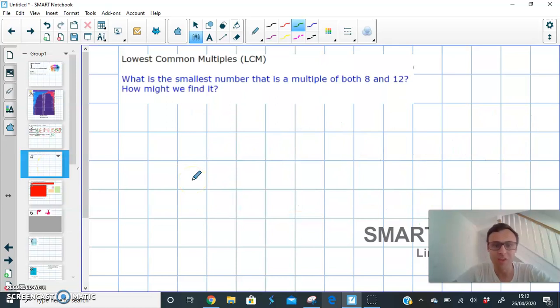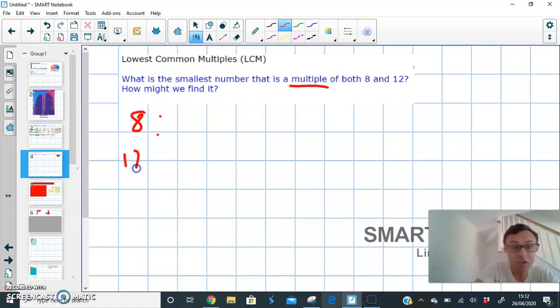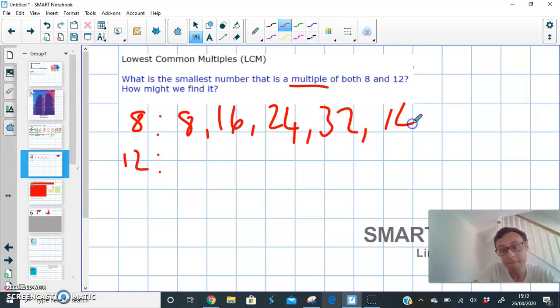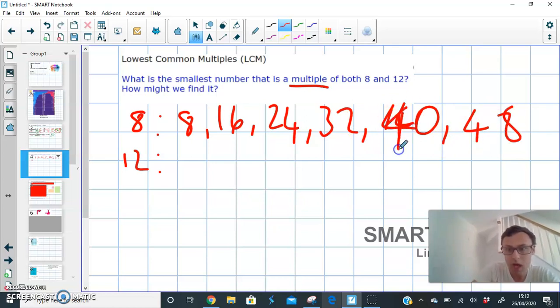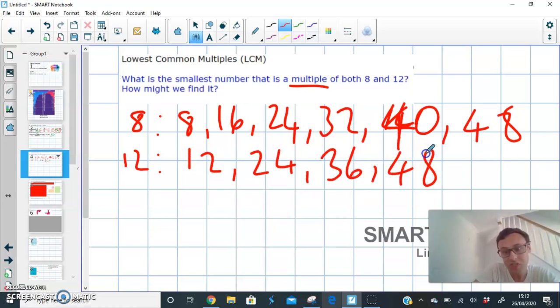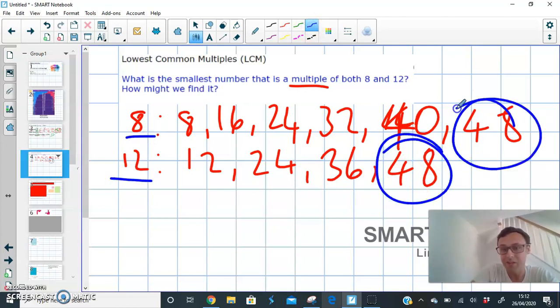Now, lowest common multiples then. What's the smallest number that's a multiple of both 8 and 12? Well, I say multiples, you say times tables. How are we going to find it? Write your 8s, write your 12s. I know Mrs. Ayton does hers going down. I do mine along. It's fine, it's the same thing. So 8, 16, 24, 32, 40, 48 I'll go for, and then 12, 24, 36, 48. So our lowest common multiple, have you spotted it? Yeah, it is 48. Okay, nice and simple.